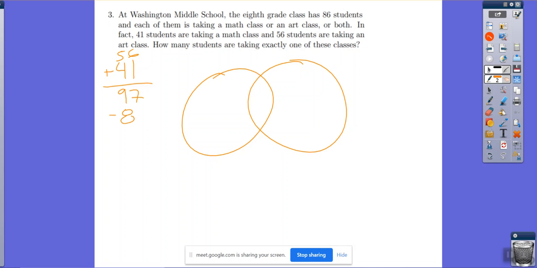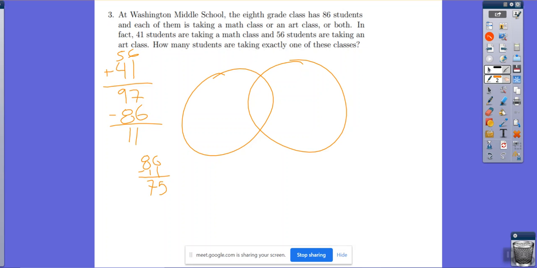Oh my gosh, you said that far faster than I can write. Yeah, that's 11, and then 86 minus 11 equals 75 students that are taking one class, because it's asking how many take only one. Yay! Yeah, that's pretty quick.